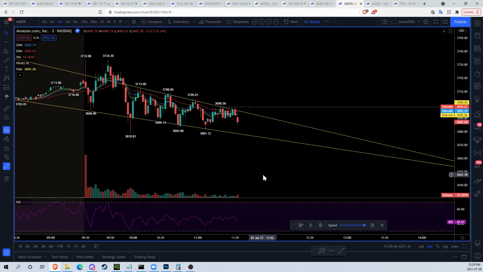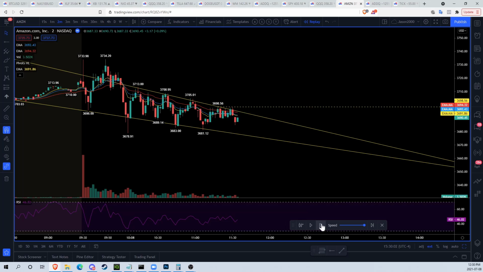So if we place our bets on a bull break, the conservative entry is a bull break over 3,698.56. An aggressive entry would be a new low just under 3,681. But I took that conservative entry on this one. We wait to see what happens.